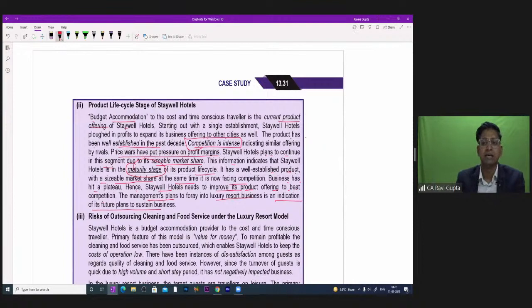Now you can see they are trying to introduce some other products. So they might be in their maturity stage. They think that we have to start thinking about some other ventures also, because this is all we have done. We are now well established. The size is now not increasing. We have to maintain our market size, and competition is very intense. Day by day, there is pressure on profit margin. So definitely we have to look into some other options also.